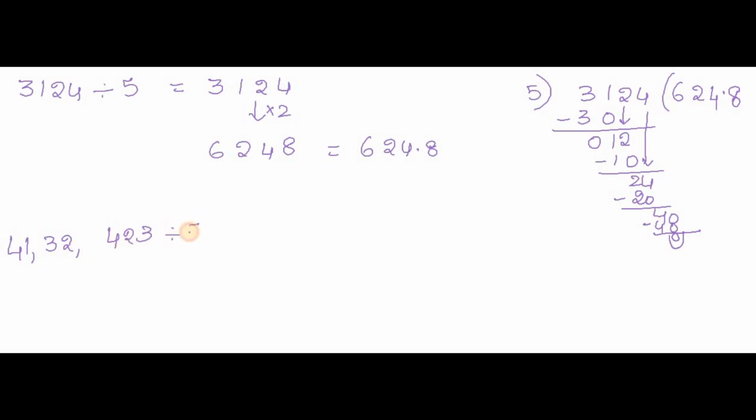4132423 divided by 5. So double these digits. 2 4s are 8, 2 1s are 2, 2 3s are 6, 2 2s are 4, 2 4s are 8, 2 2s are 4, 2 3s are 6. And I should keep the decimal point, so 82648.46.